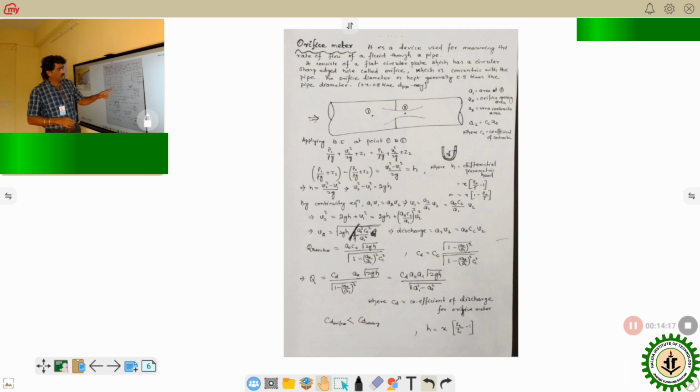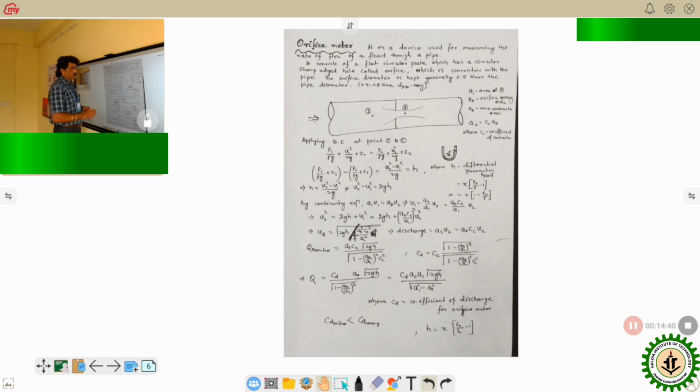Now, in the same way, the piezometric head difference between these 2 points is equal to V2 square minus V1 square by 2g. Let it be H, which will be related to the manometer reading X, as usual in the case of the Bernoulli Venturimeter. Applying the continuity equation, that is A1 V1 is equal to A2 V2, so V1 is equal to A2 by A1 into V2.